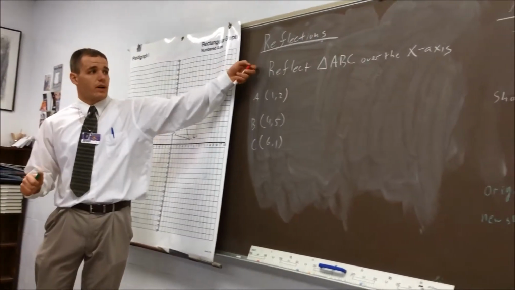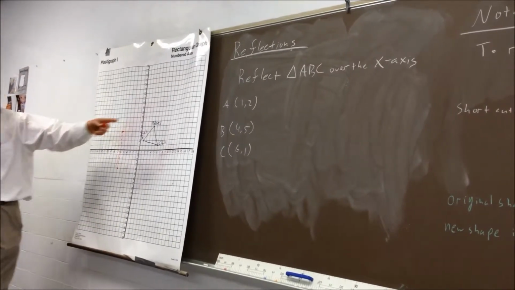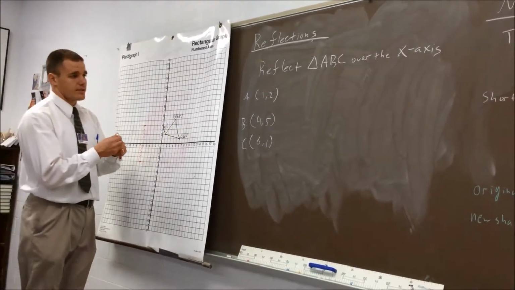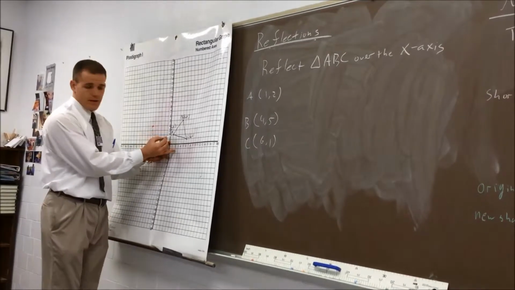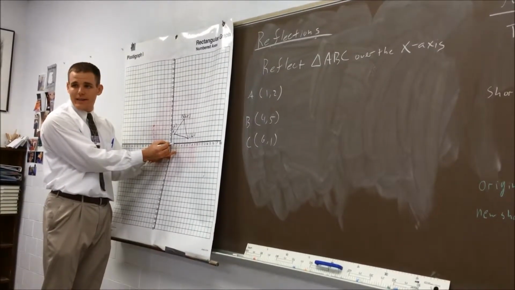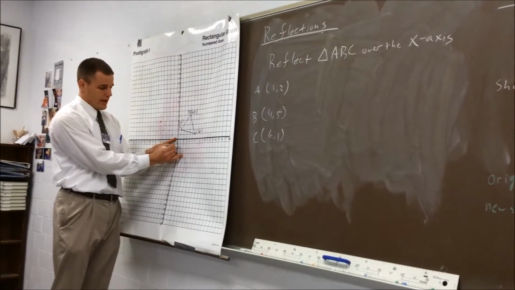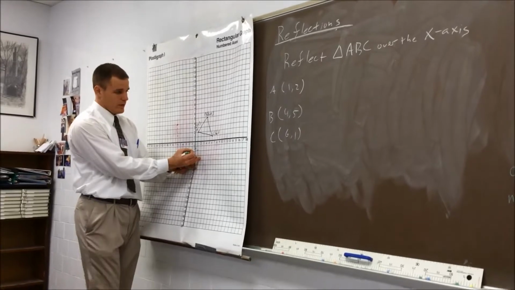All right, so if we are reflecting ABC over the x-axis here, we're dealing with reflections. If I want to reflect A right here, it's 2 down to the x-axis, so we've got to go down 2 more, right? So that would be A prime right there.